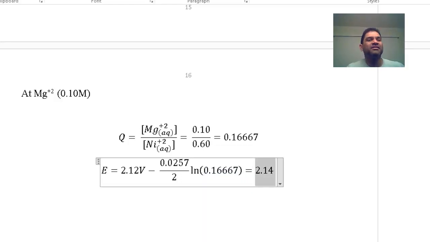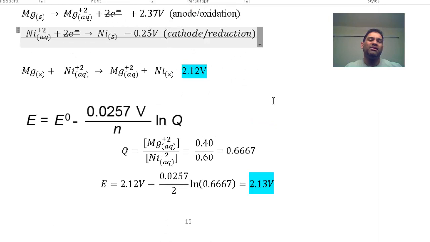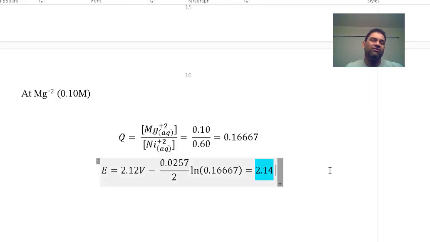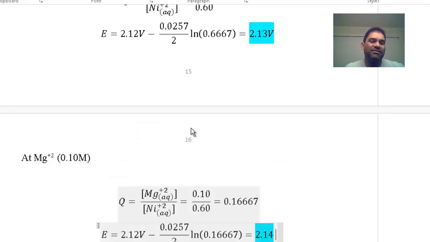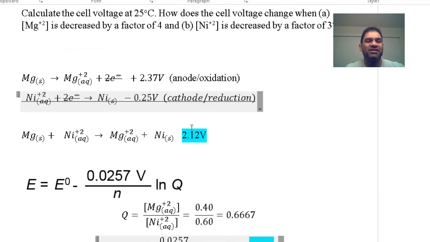So at a magnesium concentration 4 times less than initially, from 0.4 to 0.1, we get a slight increase in our voltage from 2.12 volts to 2.14 volts. So a little bit of an increase by decreasing the concentration of the magnesium in our reaction.